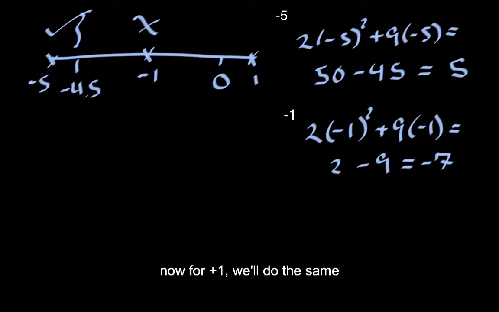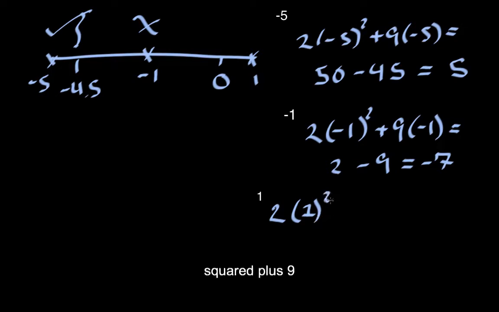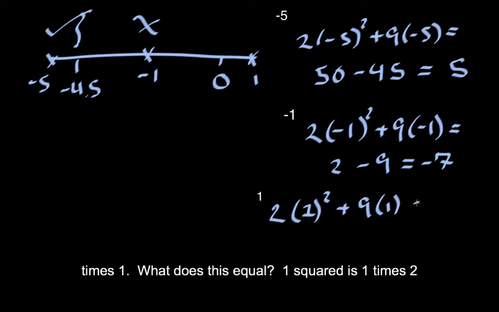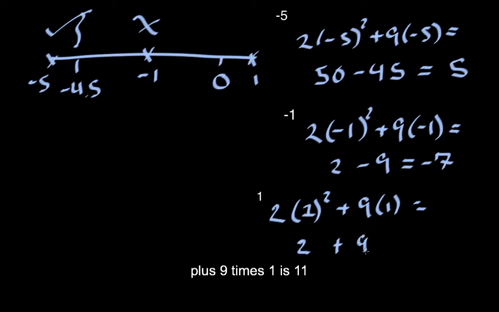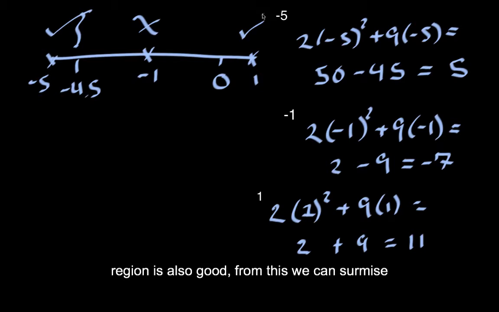Now for positive 1, we'll do the same. 2 times 1 squared plus 9 times 1. What does this equal? 1 squared is 1 times 2, plus 9 times 1, is 11. And 11 is greater than 0, so that region is also good.